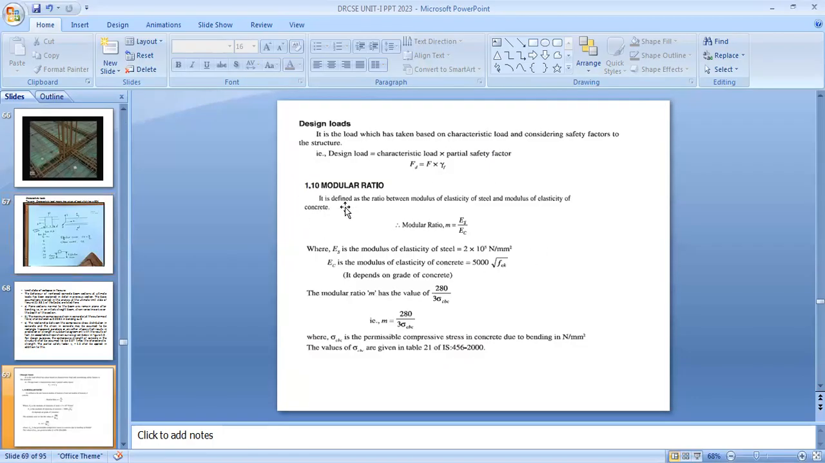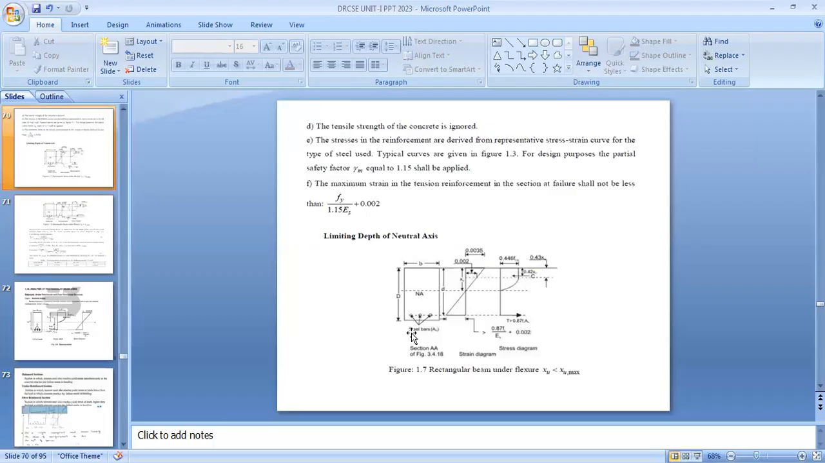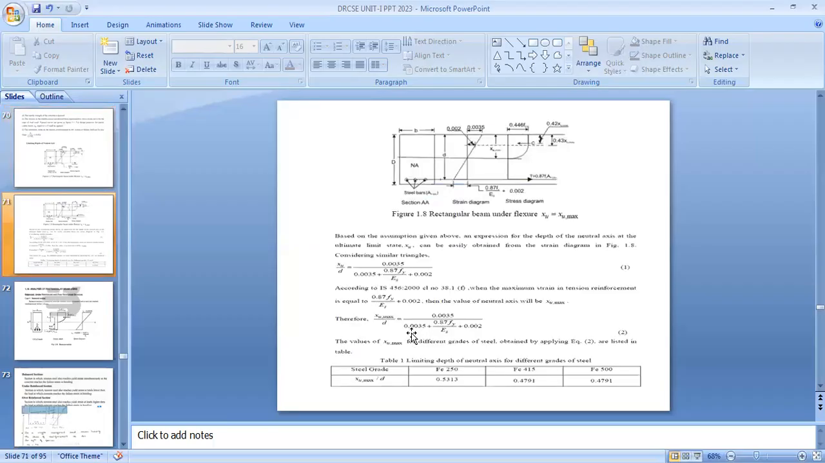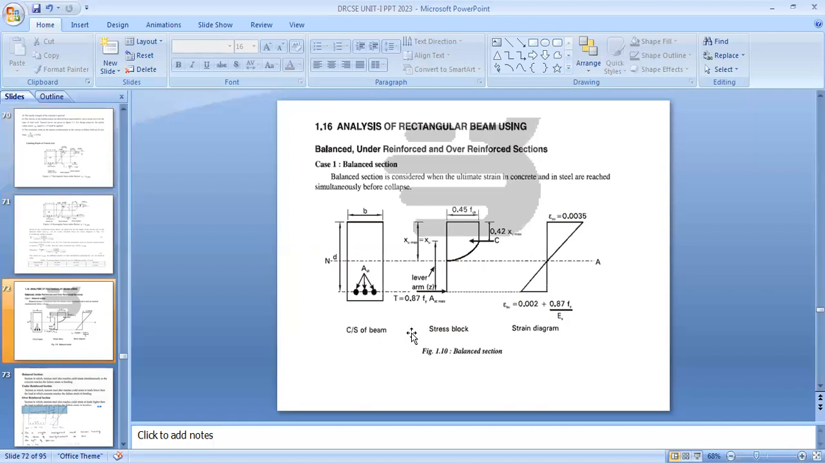Modular ratio. It is defined as the modular ratio, and the formula is 280 divided by 3 sigma cbc, where sigma cbc is nothing but the permissible stress of the concrete. So here we are going to solve problems analyzing the rectangular section.